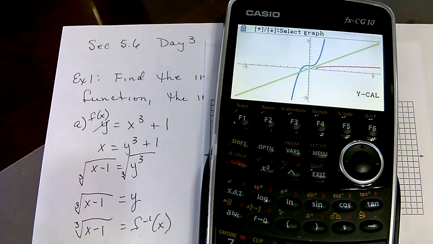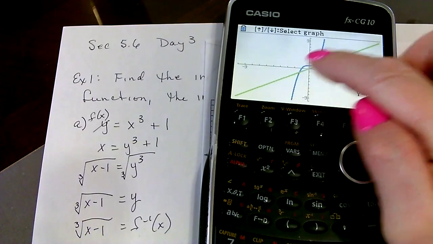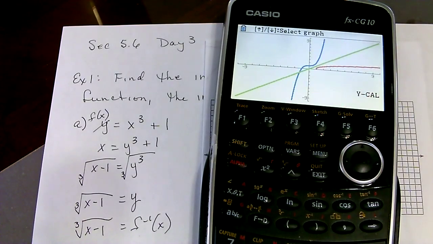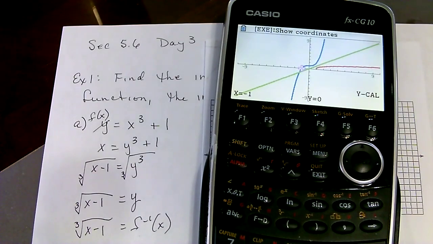Okay, now you notice it has that one flashing. That is the one I want to use. So I'm going to calculate the y value when x is negative 1. So I'm going to click enter so it knows to pick that graph. And I'm going to say when x is negative 1, my y value is 0.